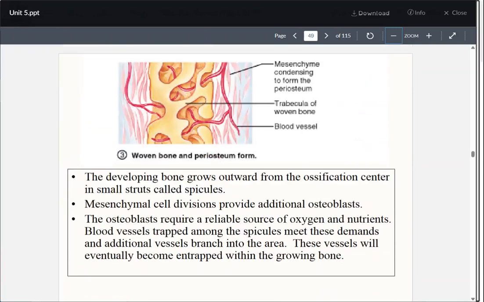So this bone is going to spread outwards from the ossification center in small struts that we refer to as spicules. Think of them as little spikes coming off. The mesenchymal cells are going to continue to divide to form additional osteoblasts. Now we're making tissue here. So this is going to require oxygen and nutrients. So we're going to trap blood vessels within these spicules and these spikes so that we have a steady supply of oxygen and nutrients to these osteoblasts.